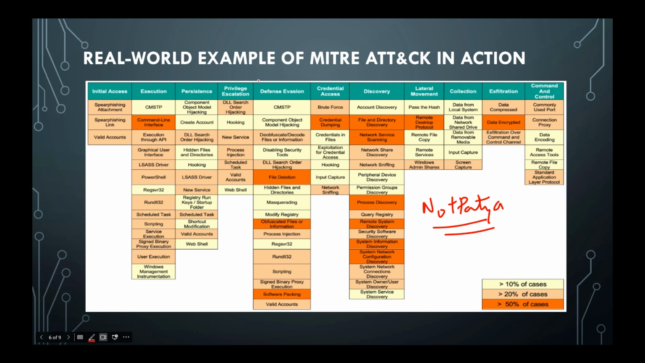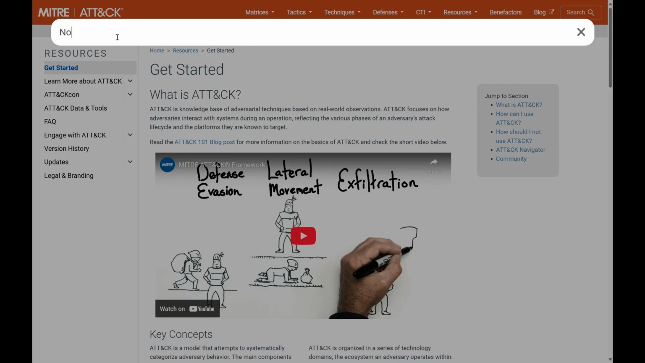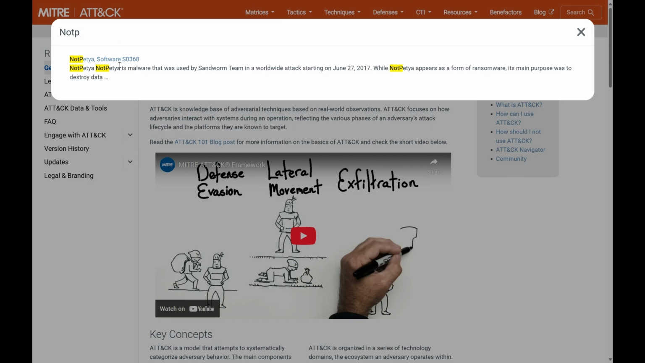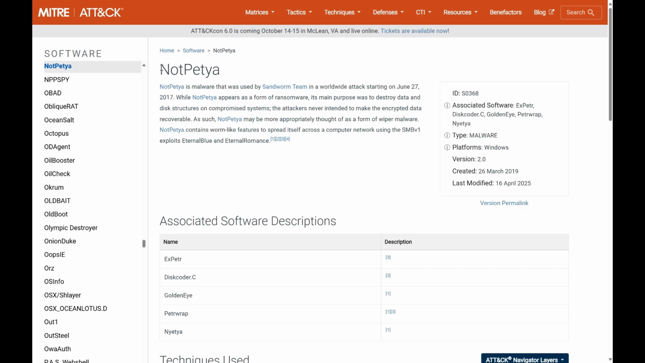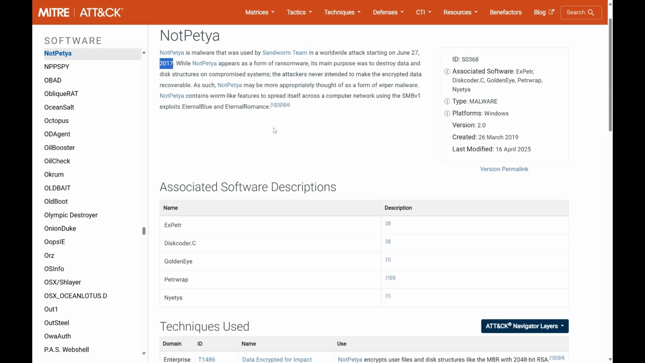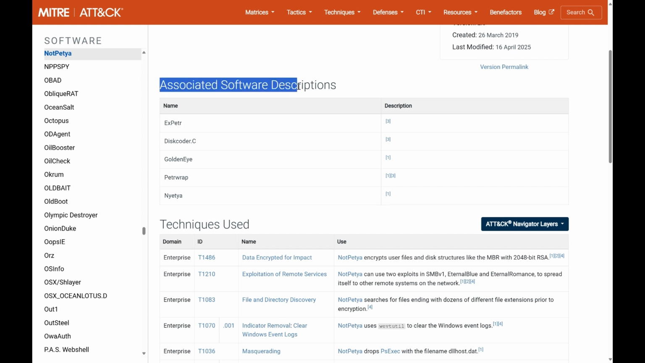So let's go to the demo and see. Here you can see NotPetya is mapped in MITRE ATT&CK. NotPetya is malware that was used by the Sandworm team in the worldwide attack starting from June 27, 2017. You can see the associated software description. NotPetya used this software, so if you see it in your organization, that means you are under attack.